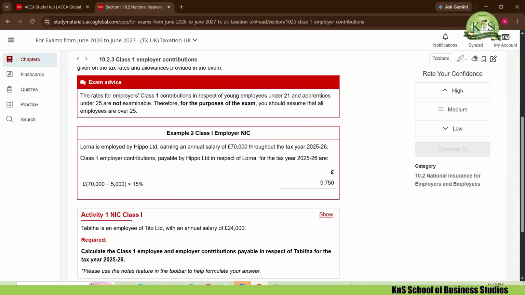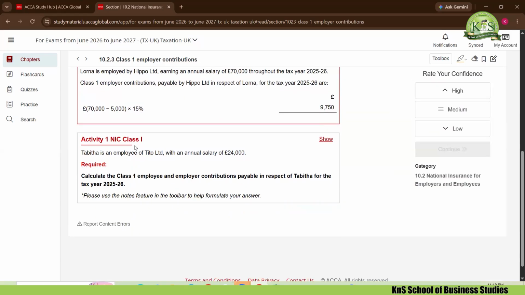So, class 1 employer NIC. One thing, let me tell you here, till 5,000 HMRC gives the exemption. So whatever exceeds 5,000, the employer will pay that, at a fixed percentage of 15%. Previously I told you for the employee, and this one is for the employer. So I'm doing this question in front of you. Annual salary is 24,000, and it is asking you to find out for both.